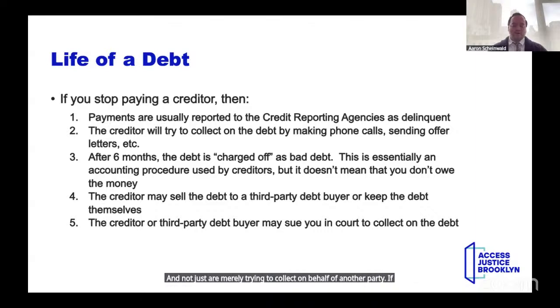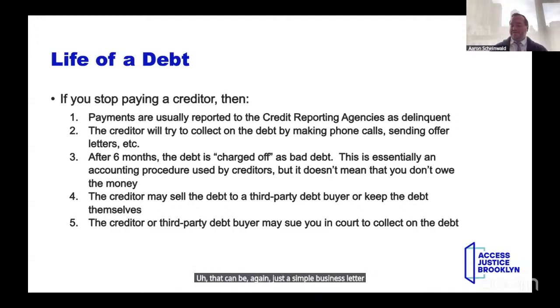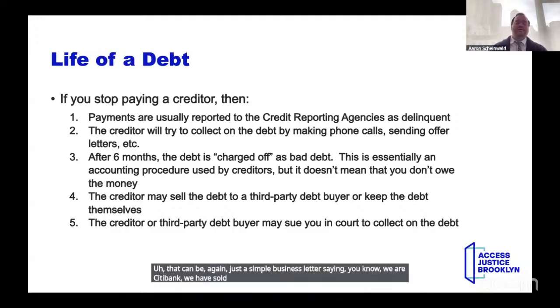If that occurs, there is supposed to be a notice of assignment. A notice of assignment simply means a letter, either by the purchaser or the seller of the debt, stating that the debt has been transferred. That can be, again, just a simple business letter saying, we are Citibank, we have sold this debt related to your Macy's account. That debt is being sold to LVNV Funding. Go pay them, go deal with them. We are no longer involved in this.